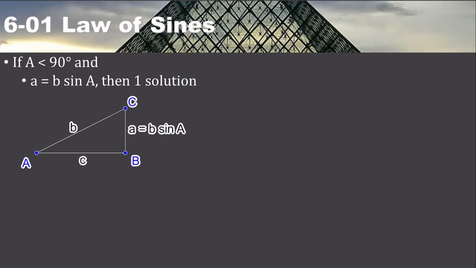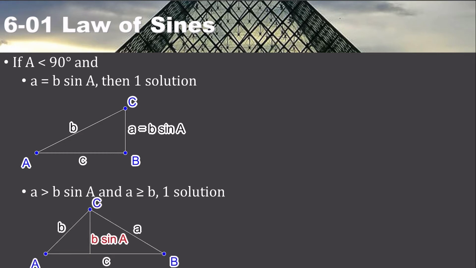If angle A was less than 90 degrees, and a equals b sine of A, so that height there, if side a equals b sine of A, then there's one solution. If a is greater than b sine of A, and a is greater than or equal to b, then you have one solution. The b sine of A would be like the height in the middle. So side a is longer than the height, and it's also longer than side b. You get one triangle.